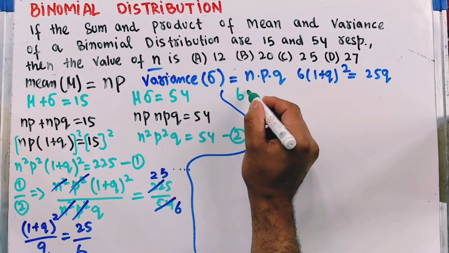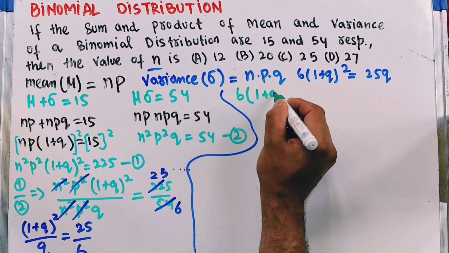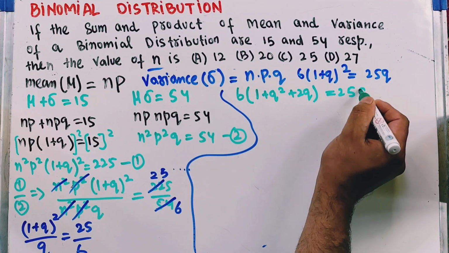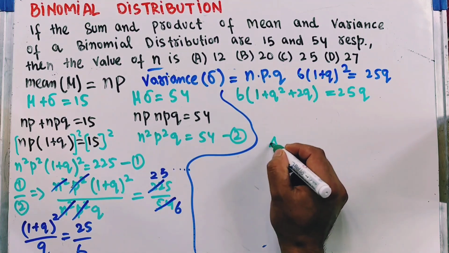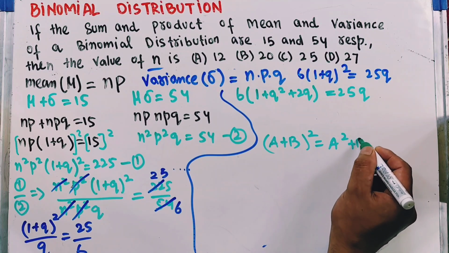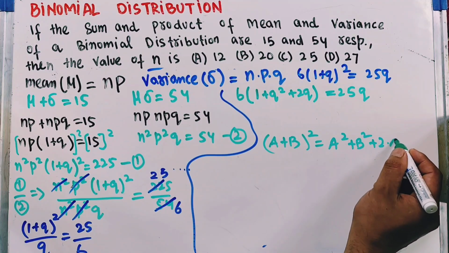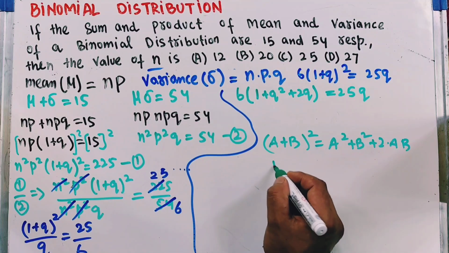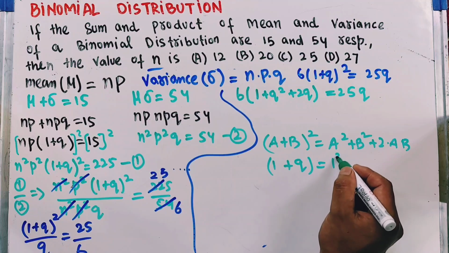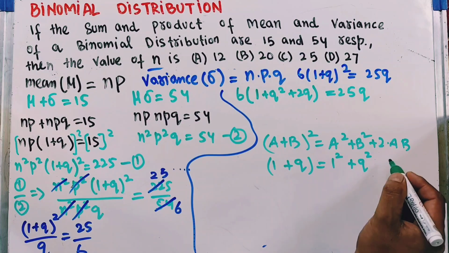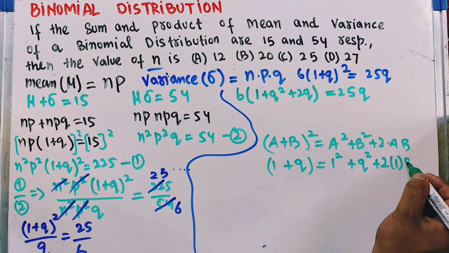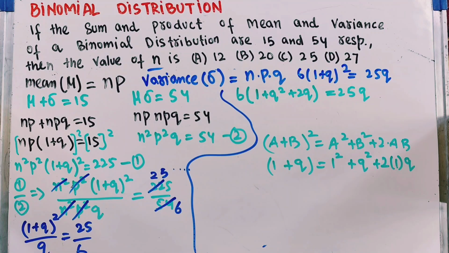Expanding this, we get 6 times (1 plus q square plus 2q) is equal to 25q. A simple thing: if we have (a plus b) whole square, it is equal to a square plus b square plus 2 times a into b. In place of a we have 1, in place of b we have q. So this becomes 1 square plus q square plus 2q.